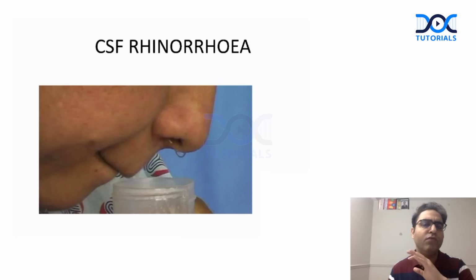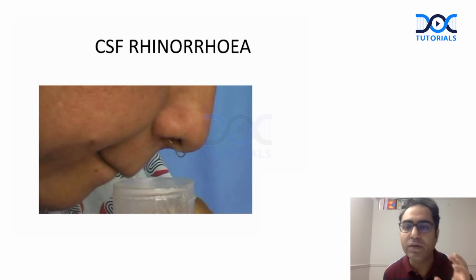CSF rhinorrhea is a very important topic. The common causes are: number one, the most common cause nowadays is iatrogenic, meaning surgery like functional endoscopic sinus surgery, FESS. Second common cause is head injury, trauma, skull base fractures. If you remember, we discussed in the class also, Le Fort 2 and Le Fort 3 fractures and nasoethmoid fractures are very commonly linked with CSF rhinorrhea. And third are spontaneous idiopathic leaks.